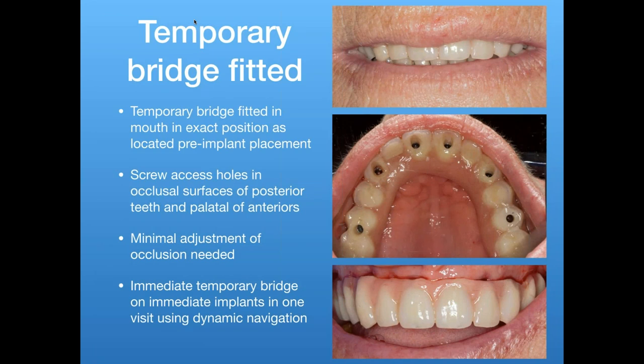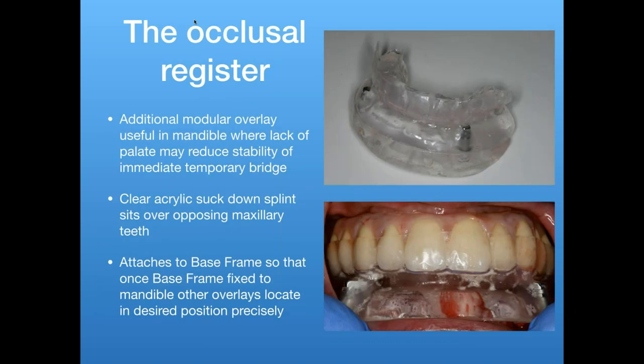And as you can see here, we've managed to achieve the screw access holes in the occlusal surfaces of the posterior teeth and the palatal of the anteriors. There's minimal need for adjustment of occlusion, and the temporary bridge on immediate implants in one visit using dynamic navigation. So this was a solution to using dynamic navigation in these full arch cases.